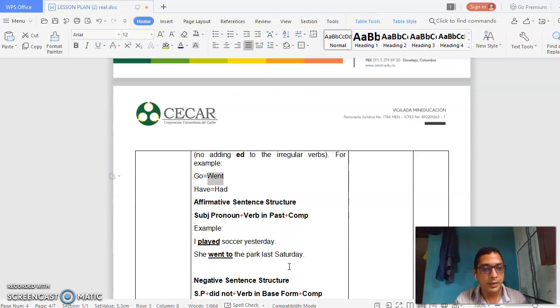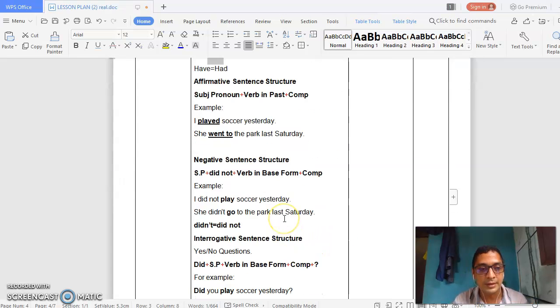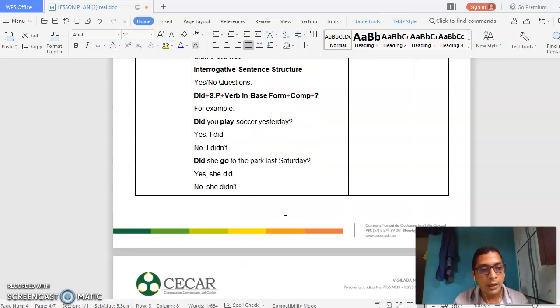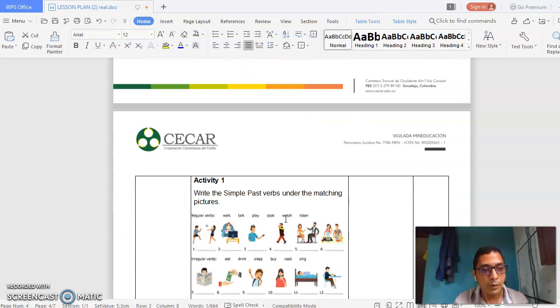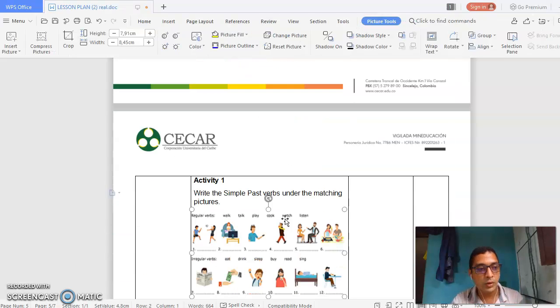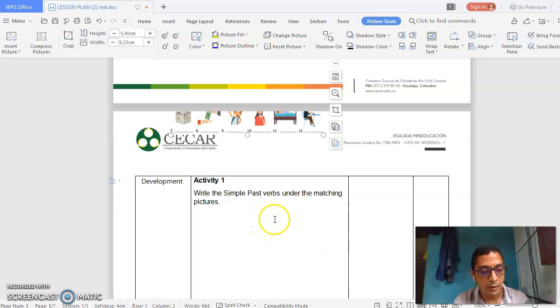So here we can see the explanation of the different structures. You know that as any verbal tense, it has affirmative, negative, and interrogative structure. So it is well explained here with some examples. And then we go to the first activity.